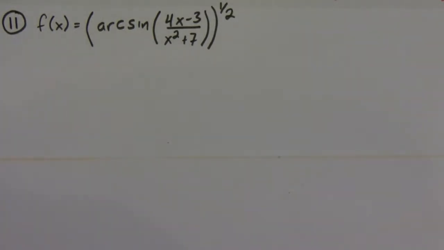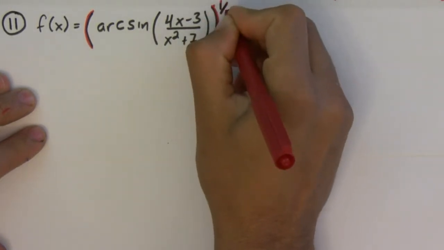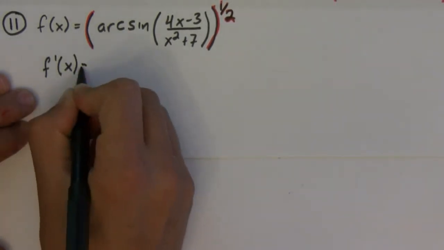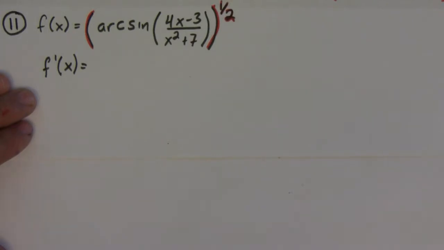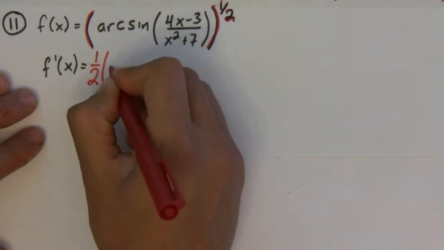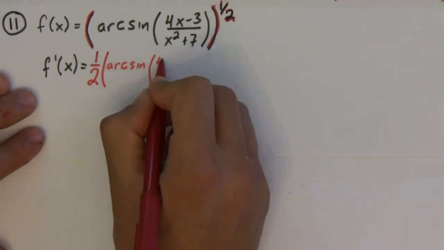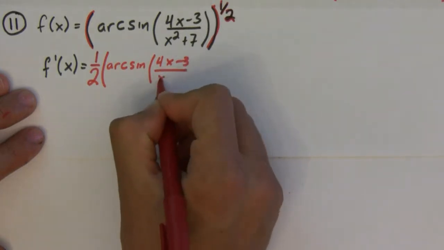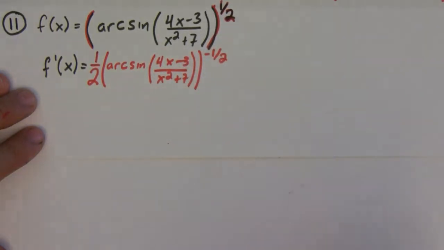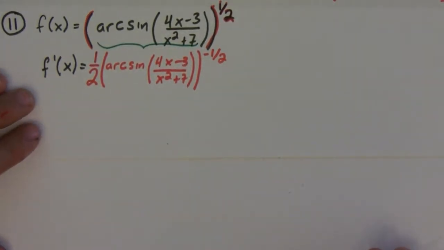Okay, so in this problem, our outside function is this guy that's being raised to the 1/2. And so the derivative is equal to, you'll bring the 1/2 down, and then you leave the inside alone. So I'm going to leave it as arcsine of 4x minus 3 over x squared plus 7, all to the negative 1/2, because you subtract 1. Okay, and then times the derivative of the inside.